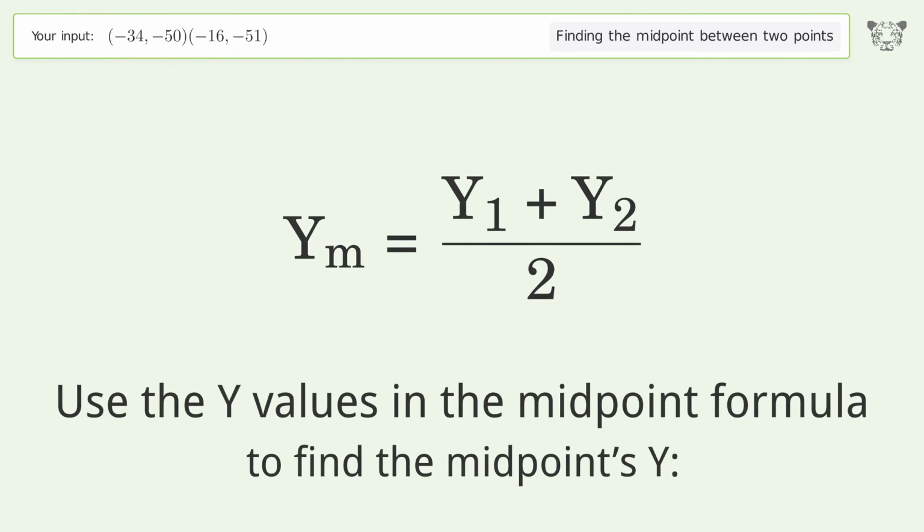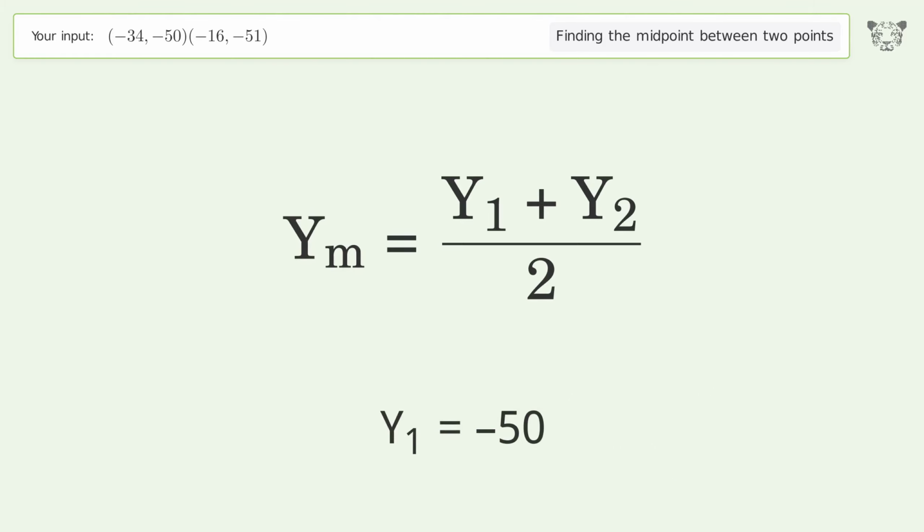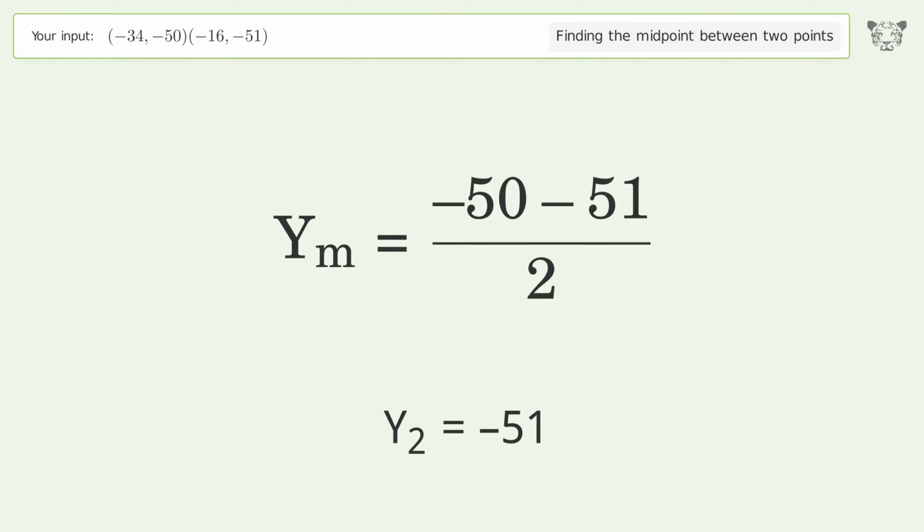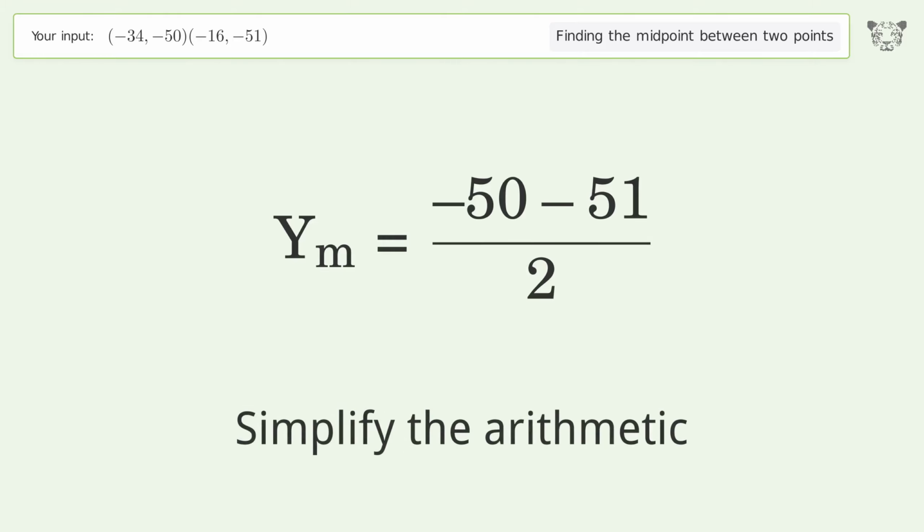Use the y values in the midpoint formula to find the midpoint's y. y1 equals -50. y2 equals -51. Simplify the arithmetic.